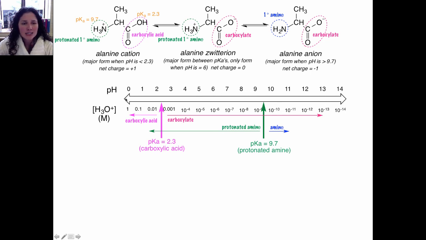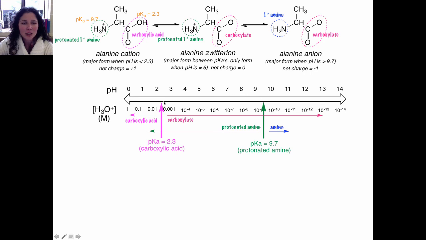If I start at a very acidic pH, I would have the alanine cation. And as I would raise the pH by adding sodium hydroxide, for example, I would start converting some of the alanine cation into the Zwitterion because I would deprotonate the carboxylic acid into the carboxylate. So as I increase the pH, I decrease the amount of the cation and I increase the amount of the Zwitterion until I reach a pH that's equal to the pKa. At this point, I have equal amounts of the cation and the Zwitterion.